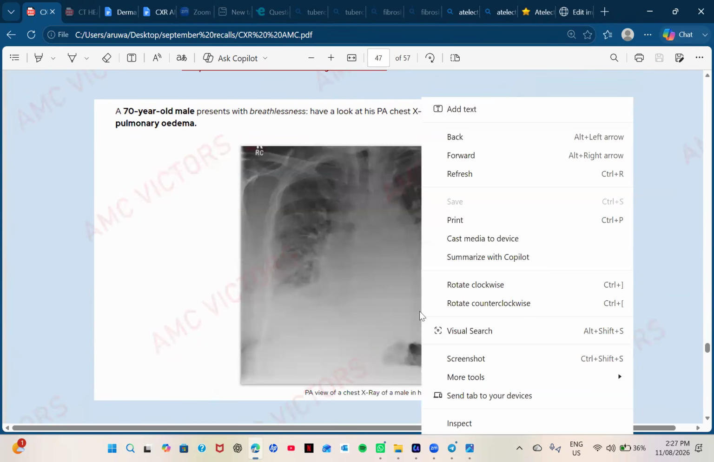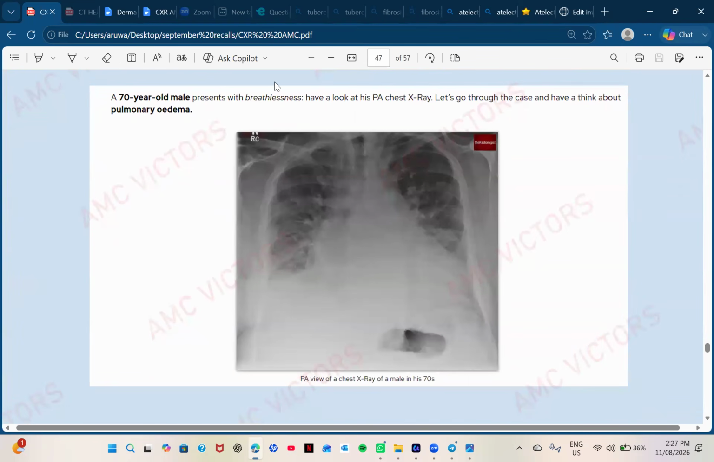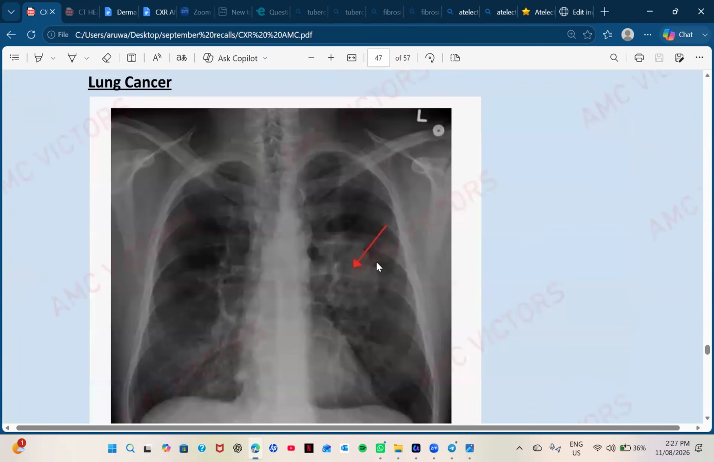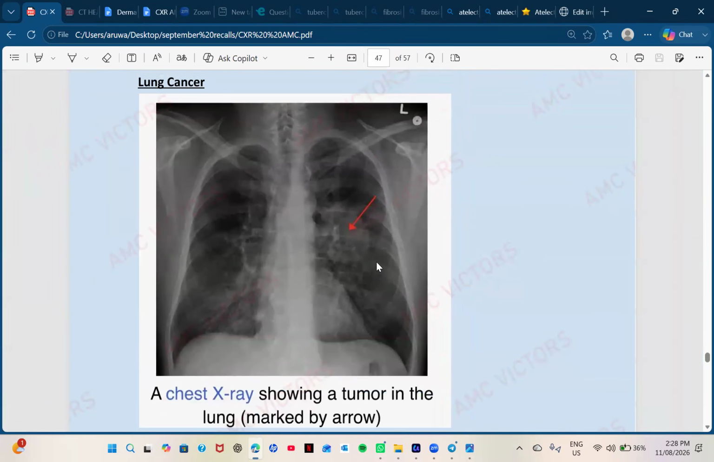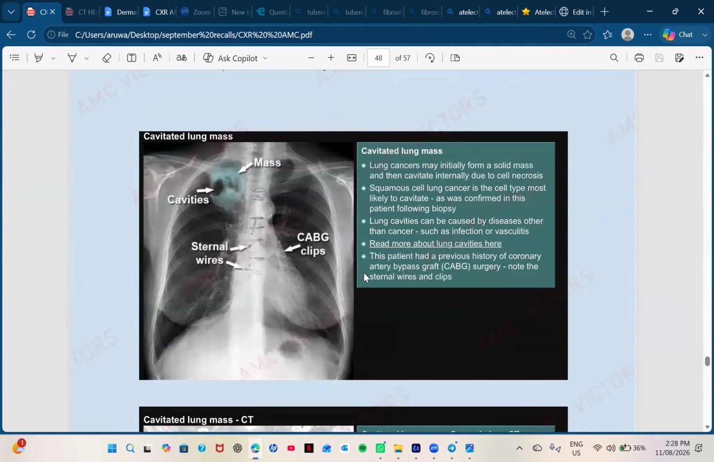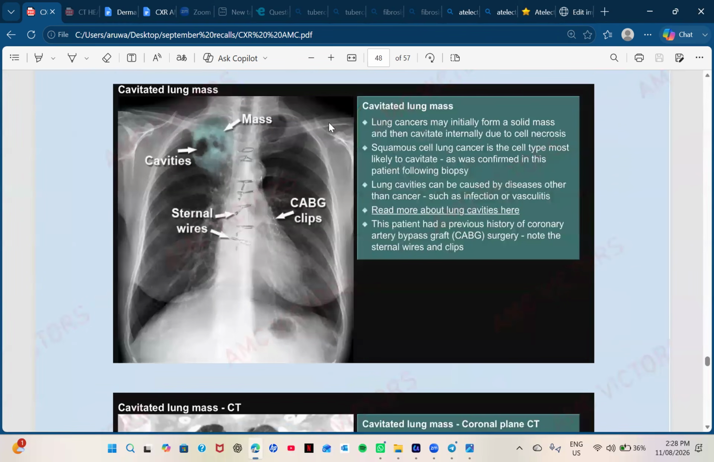Pulmonary edema. Okay, here you can see all of those signs, right? Here you can see a pulmonary edema case. Okay, I hope you get the idea of pulmonary edema. So how does lung cancer present? You can see it's like a mass, right? Here you can see a mass appearance, right? Mass appearance.